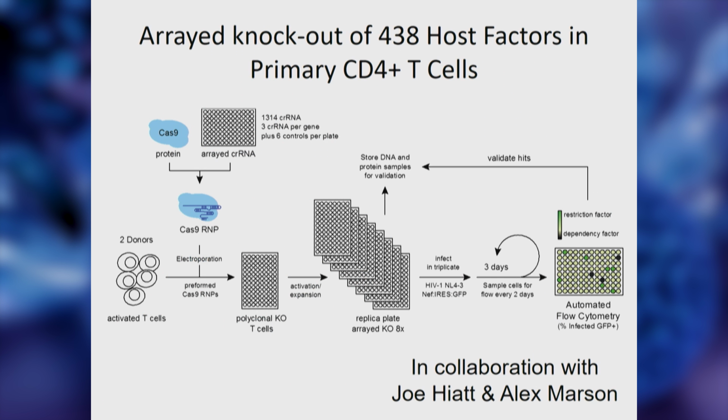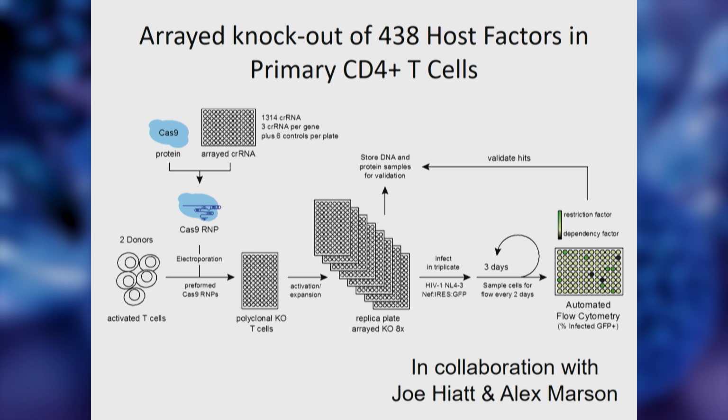Just how this platform looks is we arrayed 1,300 CRISPR RNAs in 96 well plates, complexed them with Cas9, electroporated them into a couple different donors, replica plated these, and then infected them with a GFP reporter NL43 strain of HIV. Every 3 days, we took a time point and measured infectivity in each of these different wells.